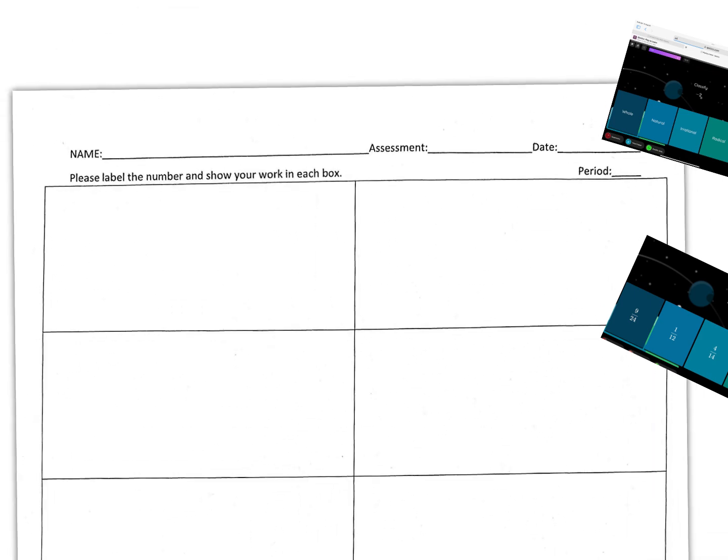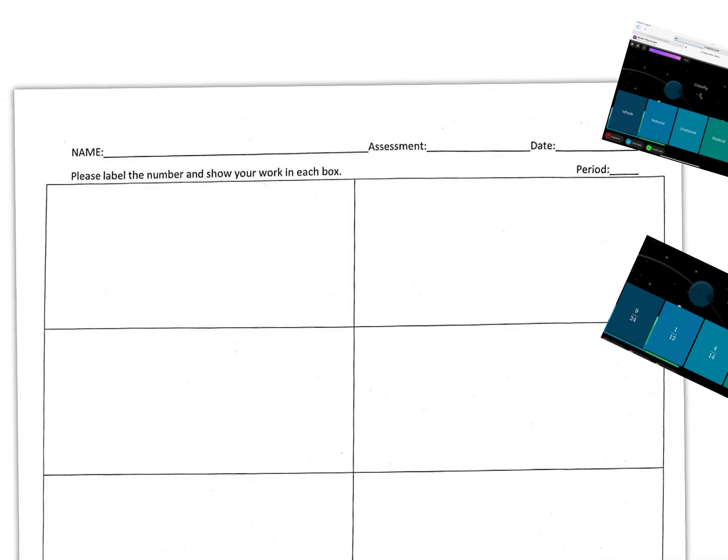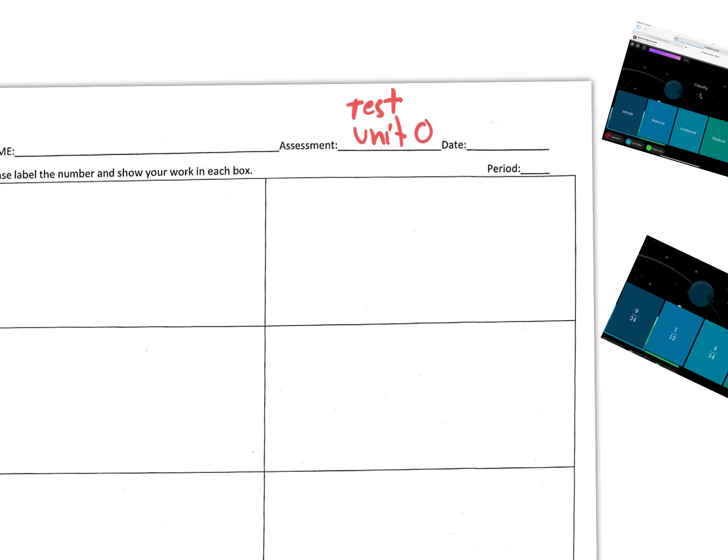On the test, it is on quizzes online in your Chromebooks. However, I will hand out this blank piece of paper. On every single test, I'll hand out this blank piece of paper. You're going to put your name right here. You're going to put the name of the assessment. And today's name is Test Unit 0. And of course, put today's date and period. Very important that you put the period down right here.